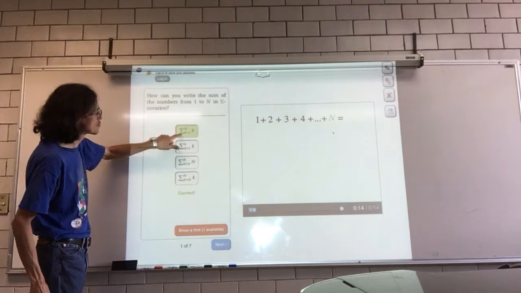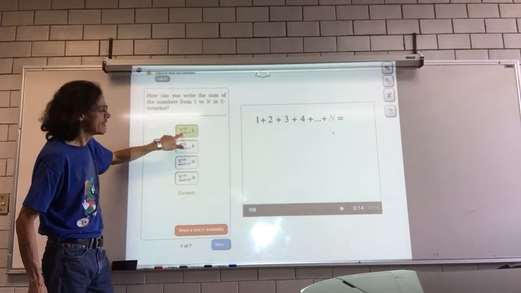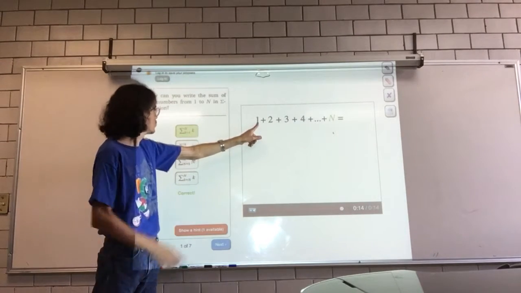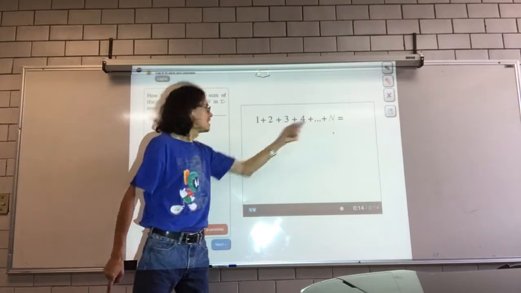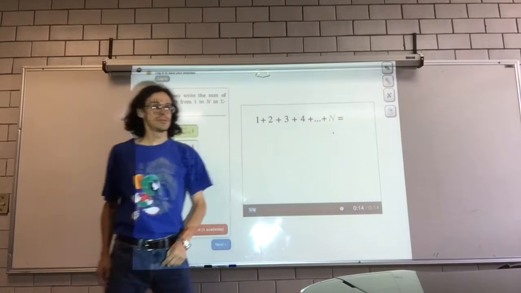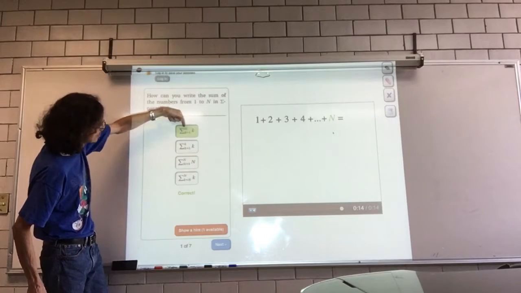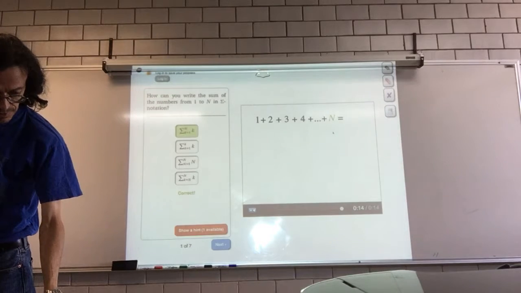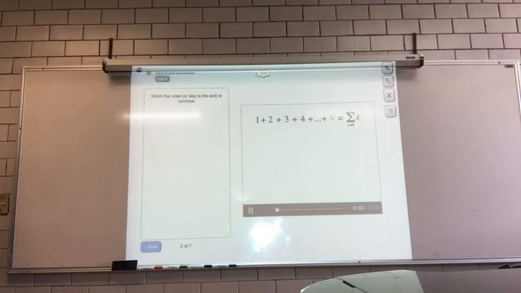O sea, es la sumatoria de k desde k igual a 1 hasta n. El rango inferior, el rango superior. Right. And you can read this as the sum of k from k equals 1 to n.